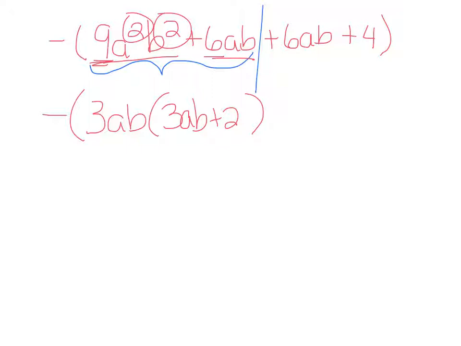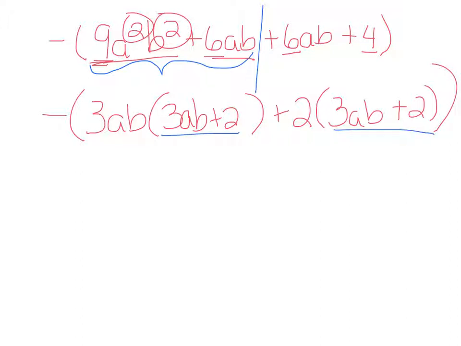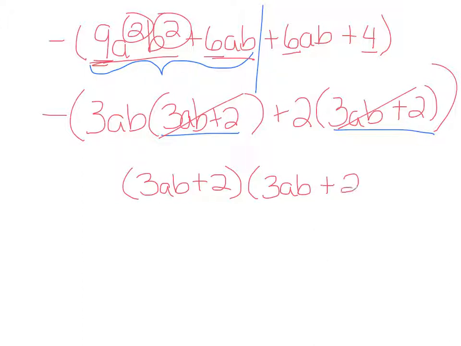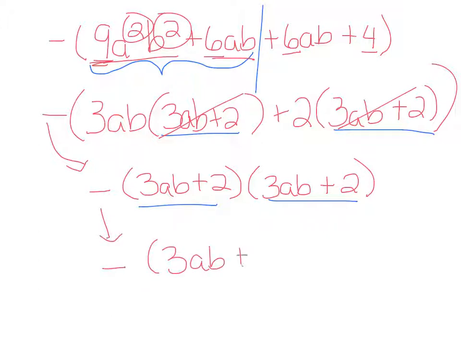Now let's see what we can factor out of the second group. Out of the second group, I can pull out a positive 2, since 6 and 4 are divisible by 2. When I pull it out, I'm left with 3AB plus 2. Since these parentheses are exactly the same, we can factor by grouping by pulling the 3AB plus 2 out, and I like to cross these out to see what's left. In this parentheses, we write what's left. 3AB plus 2. And don't forget to pull down your negative sign. Since these two parentheses are exactly the same, we can also write this as negative 3AB plus 2 all squared.